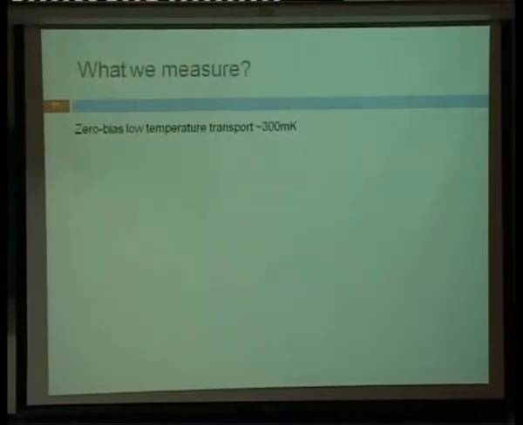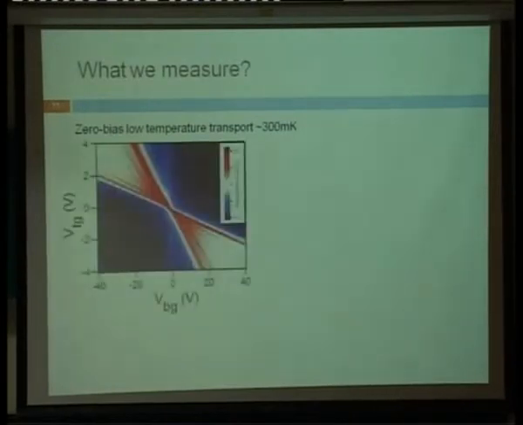Okay, so what do we experimentally measure? Most of our measurements are zero bias, although we have done a fair bit of DC bias measurements as well. So we do zero bias measurements at 300 millikelvin, and I will show you data that whatever signatures we see persist all the way up to 100 Kelvin. And this is what you see as a combination of backgate and topgate.